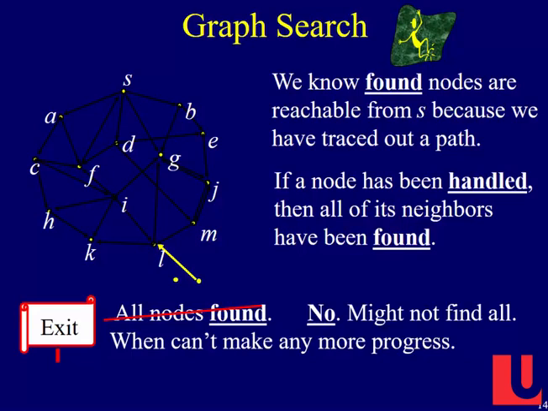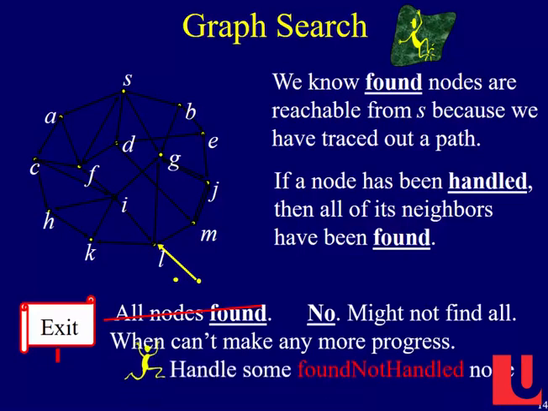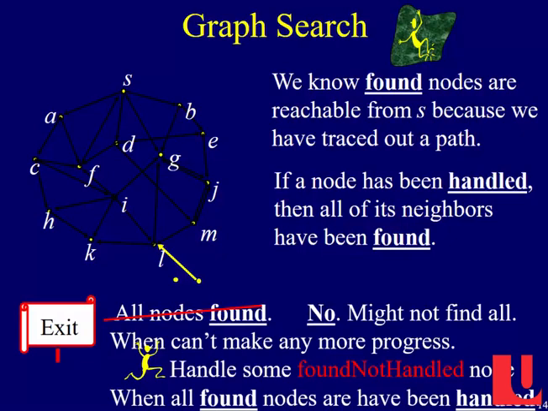Have we handled everybody that's reached? We don't know that. But what we do know is that we can make progress and maintain the loop invariant as long as there's somebody who's found and not handled. When can we not make progress anymore? We can't make progress anymore when found not handled is empty, right? When everybody that's been found has been handled, then we're stuck.